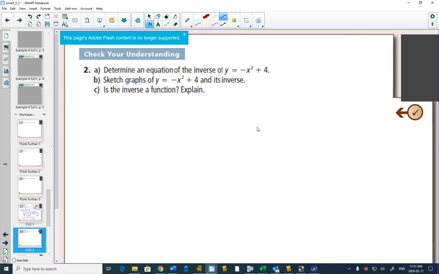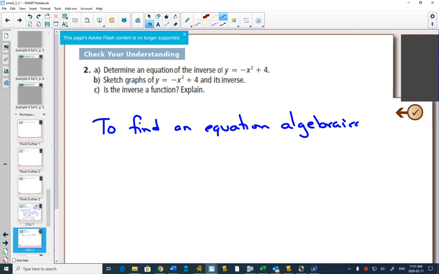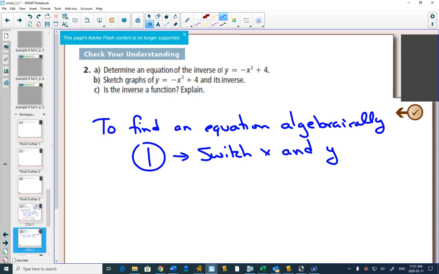Part A, determine an equation for the inverse. So to find an equation algebraically, one, the common theme that has happened so far in everything with the inverse is that your x and y get switched. So they're going to switch algebraically as well.